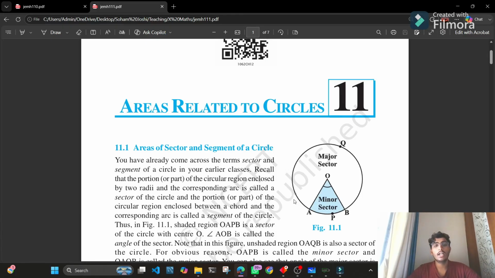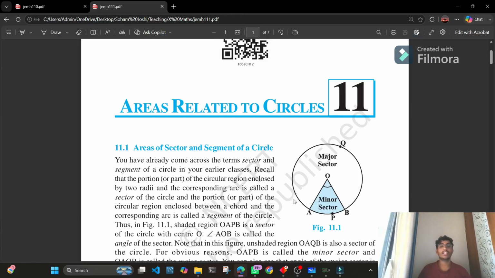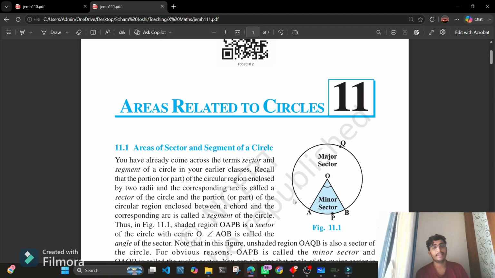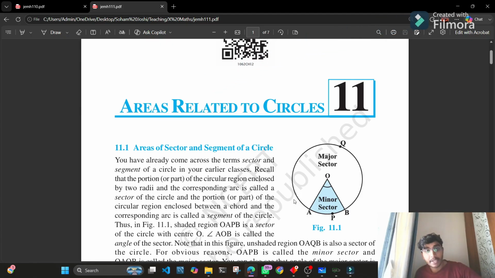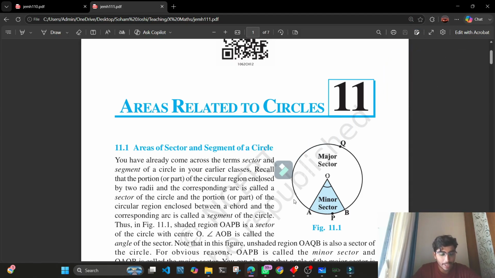Hello everyone. In today's video, we are going to start with a new chapter, that is areas related to circle. This is chapter 11 of class 10th mathematics. In the last chapter, we studied chapter 10, that was circles, and we studied the concept of tangent, the theorems related to tangent to the circle.